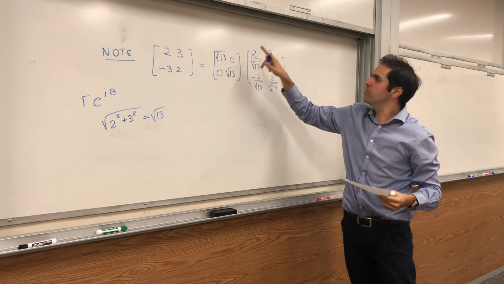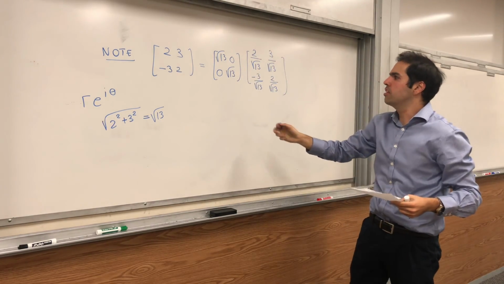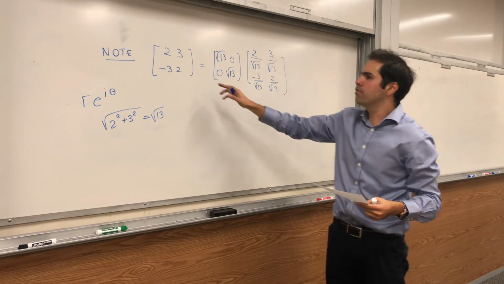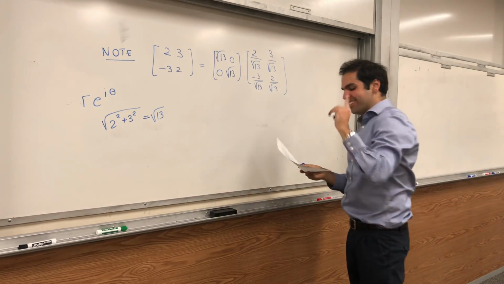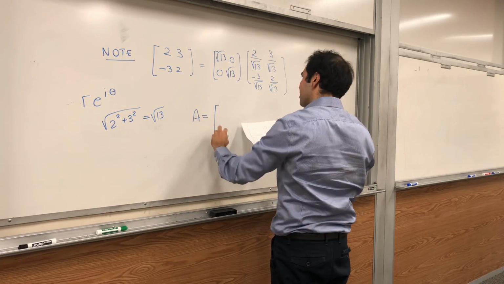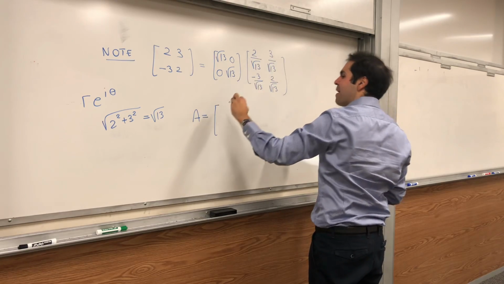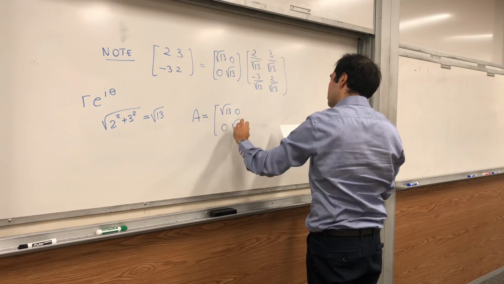Because notice, indeed, you can just multiply this row by square root of 13 to get 2 and 3, and this row by square root of 13 to get minus 3, 2. Why is that interesting? I'll get to that in a second. So notice, I don't know if you remember this pattern, but A is square root of 13, 0, 0, square root of 13.